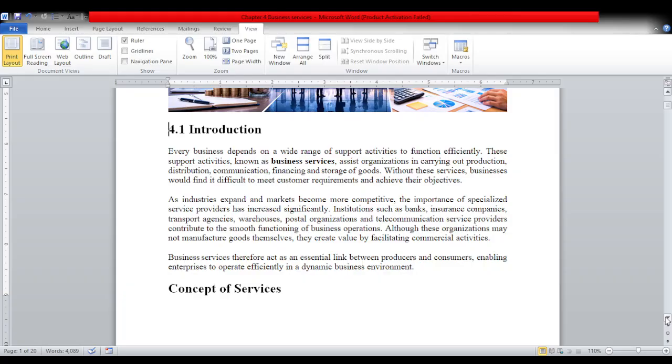So business services act as an essential link between the producer and the consumer, enabling enterprises to cooperate efficiently in a dynamic business environment.